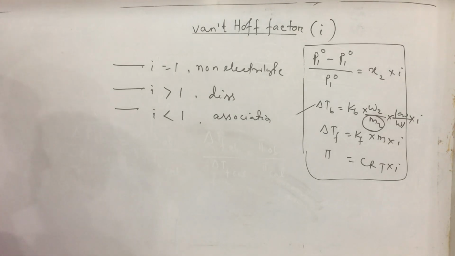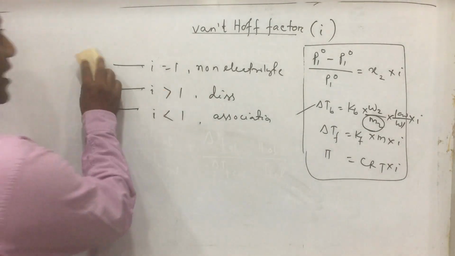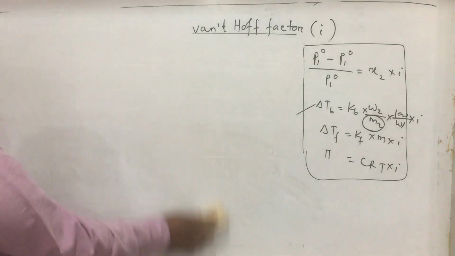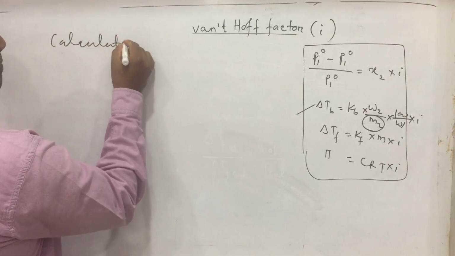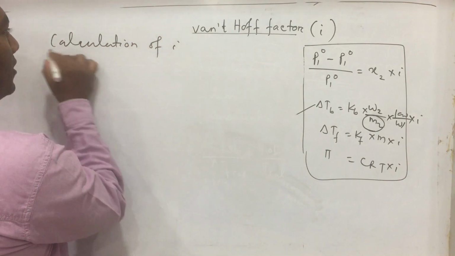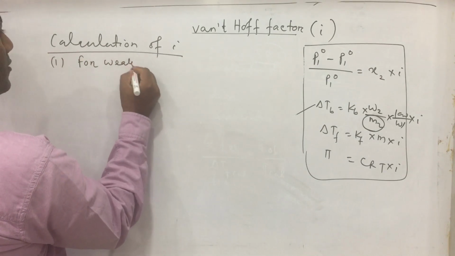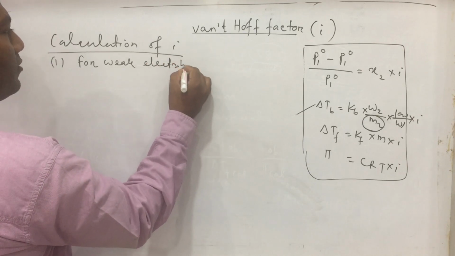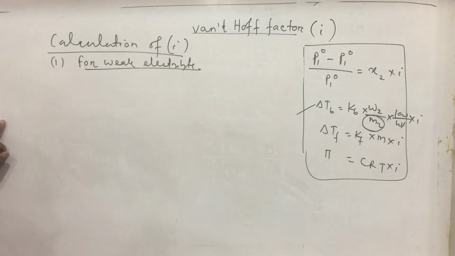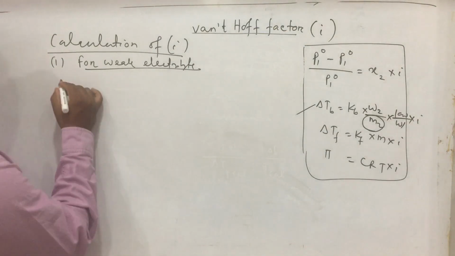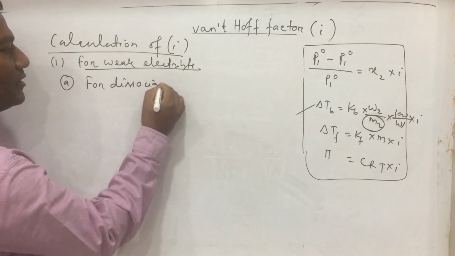Okay, so now the question is how can you calculate i? Calculation of i. First one is for a weak electrolyte. For a weak electrolyte, how can you calculate i? And we know an electrolyte undergoes association and dissociation. So first case, suppose for dissociation, how can you calculate?